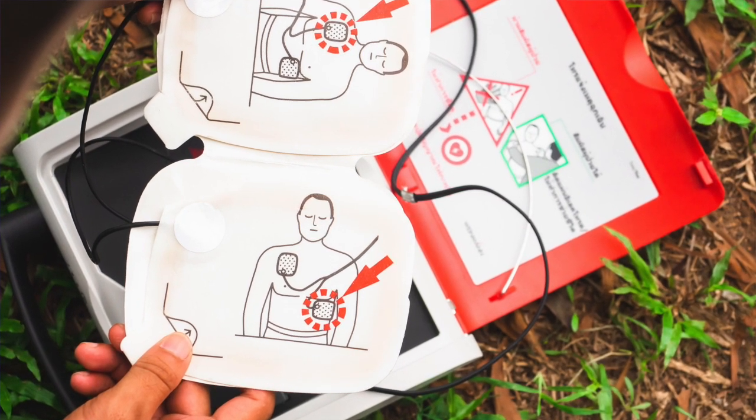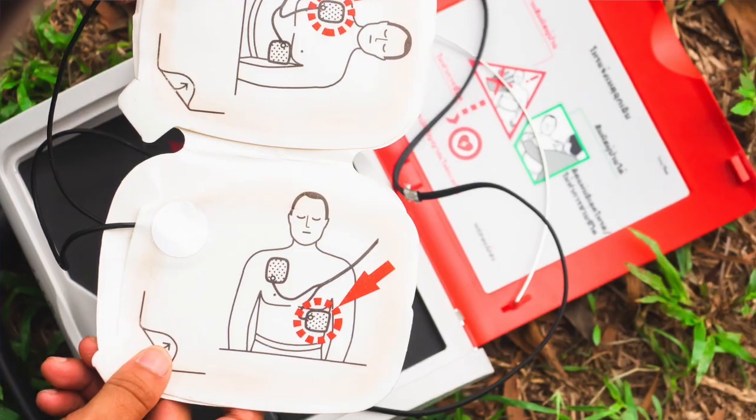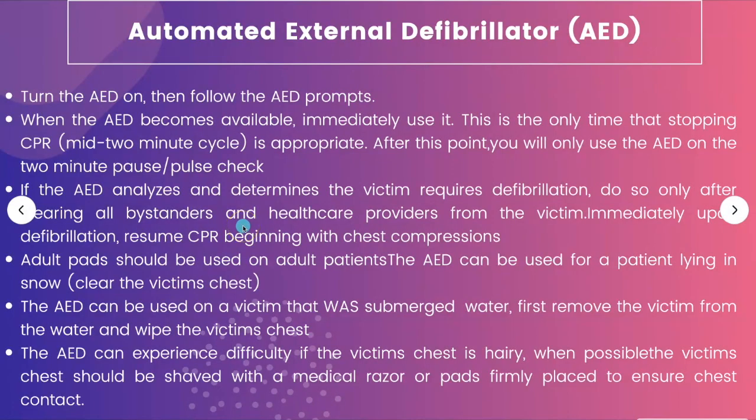If the AED analyzes and says shock advised, you're going to clear all bystanders and healthcare workers. So you're going to say all clear, and then if everybody's all clear, you can do shock delivered. Again, immediately upon defibrillation, you're going to resume CPR, beginning with chest compressions. Remember CAB. I didn't say that in this video, but that's the order of CPR: compressions, airway, breathing.